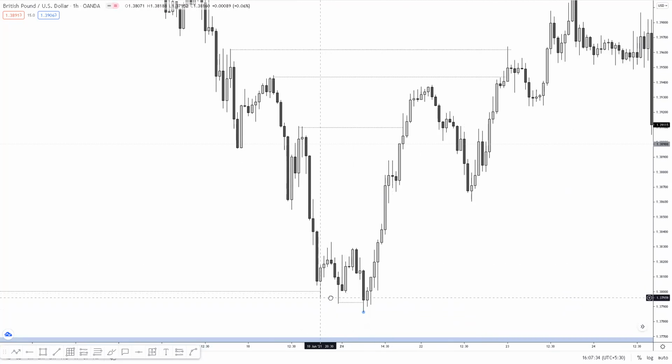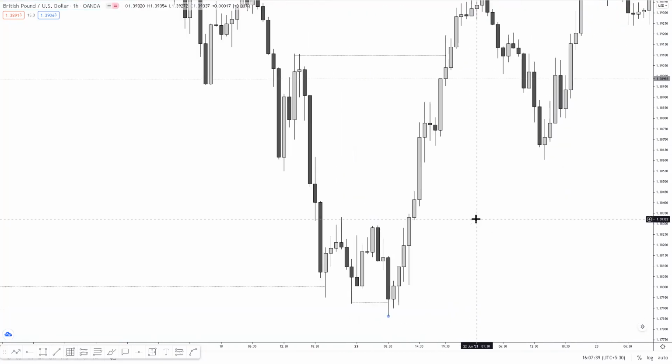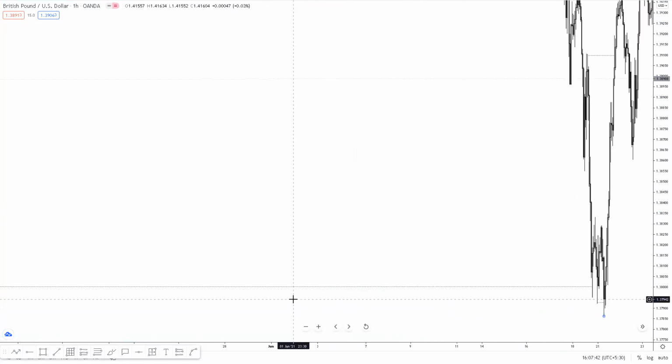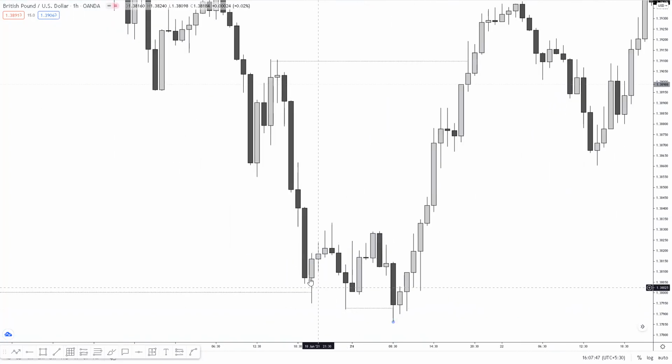Took out liquidity, and you see, after every major high or low has been taken out, there needs to be a pullback, because otherwise these guys will be in profit. The people who put sell stops under this would be in profit. So you see that it wicked down and then went higher.